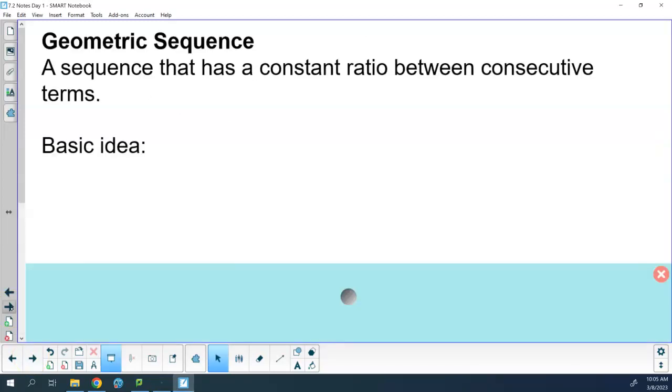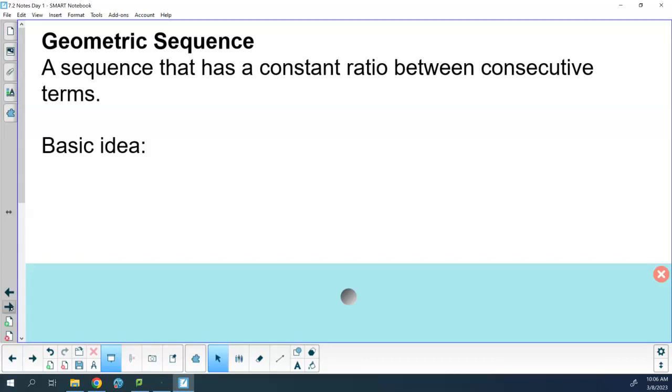All right. So we were talking about an arithmetic sequence up to this point. What did we do to get the next term in an arithmetic sequence? We added, right? We added something. Sometimes we added a positive number, sometimes we added a negative number to the value of the term.